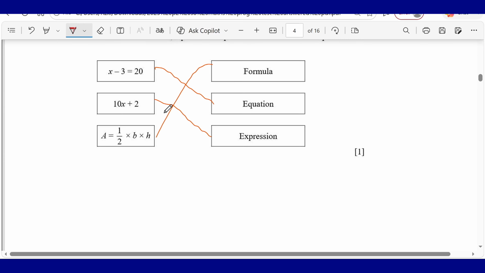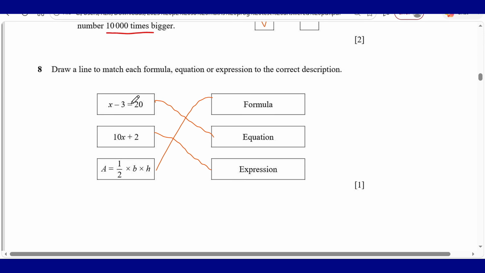Let's check it out. Here we go. So x minus 3 equals 20 is an equation. We can see there's an equal sign here. 10x plus 2, just like that, without an equal sign, is an expression. A equals half times B times H is a formula for the area of a triangle.